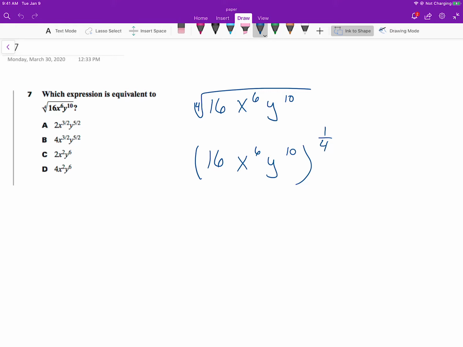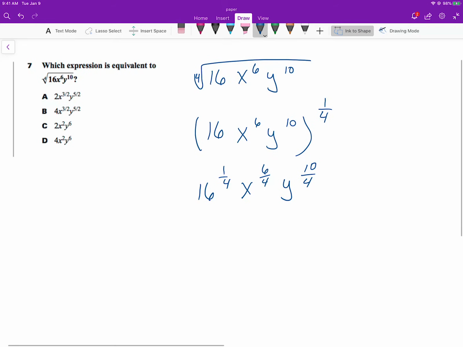For the second question, the first thing I did was take it and rewrite the 4th power as a rational exponent, so I raised it all to the 1/4 power. Now I'm going to distribute that 1/4 power into the 16 and write it as 16 to the 1/4 power. I'm going to raise power to a power, which is multiplication, and call this x to the 6/4, because power to a power we multiply, and y to the 10/4, just like the last problem.